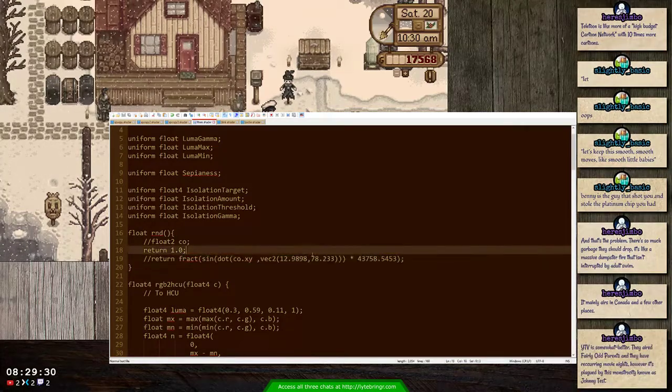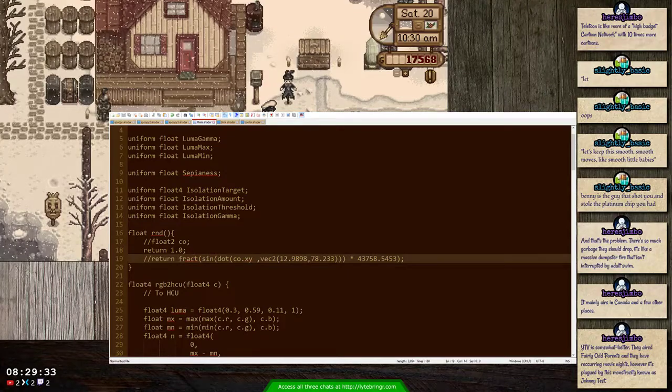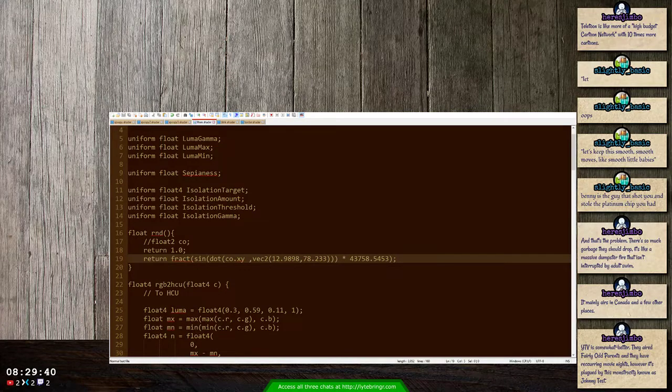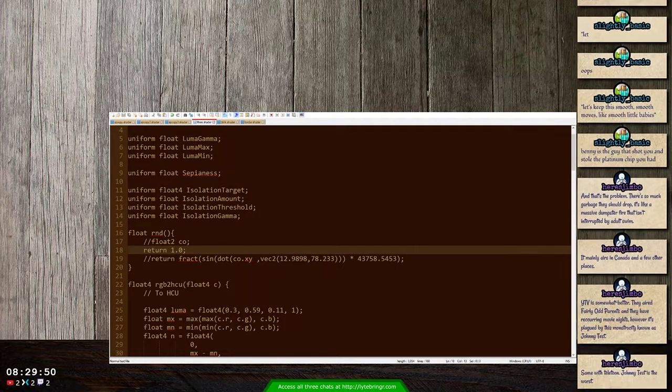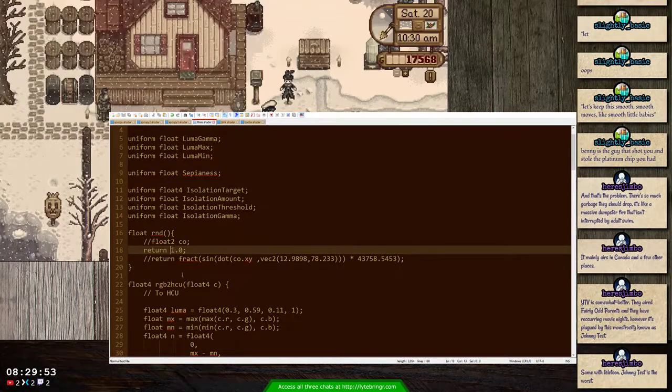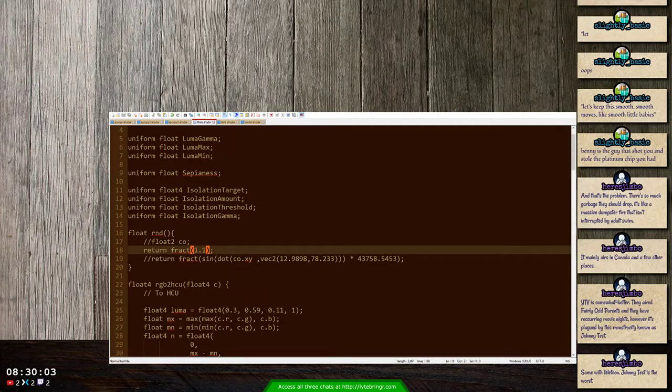Oh, there's a thing in here that it doesn't like, and it only hated it when it tried to run it. Is it fract? I bet it's fract. Yep, it's fract. It doesn't like fract.